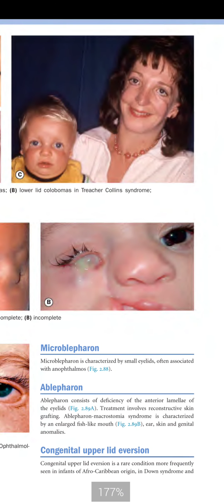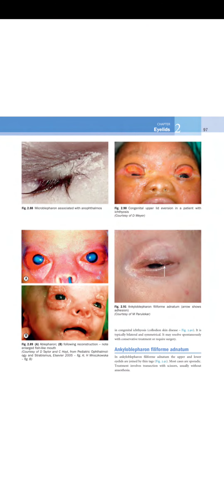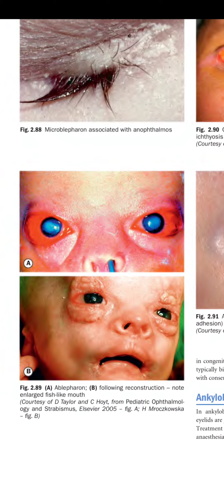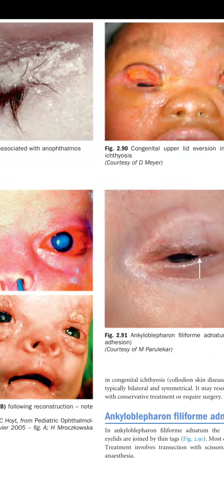Ablepharon means that there are no lids present. Ablepharon consists of a deficiency of the anterior lamella of the eyelid. Treatment involves reconstructive skin grafting. Ablepharon macrostomia syndrome is characterized by an enlarged fish-like mouth, ear, skin and genital anomalies. So this is showing the ablepharon. There is an absence of the eyelids, and B is showing the following reconstruction, how the eyes look, and there will be the fish-like mouth and ear abnormalities as well.